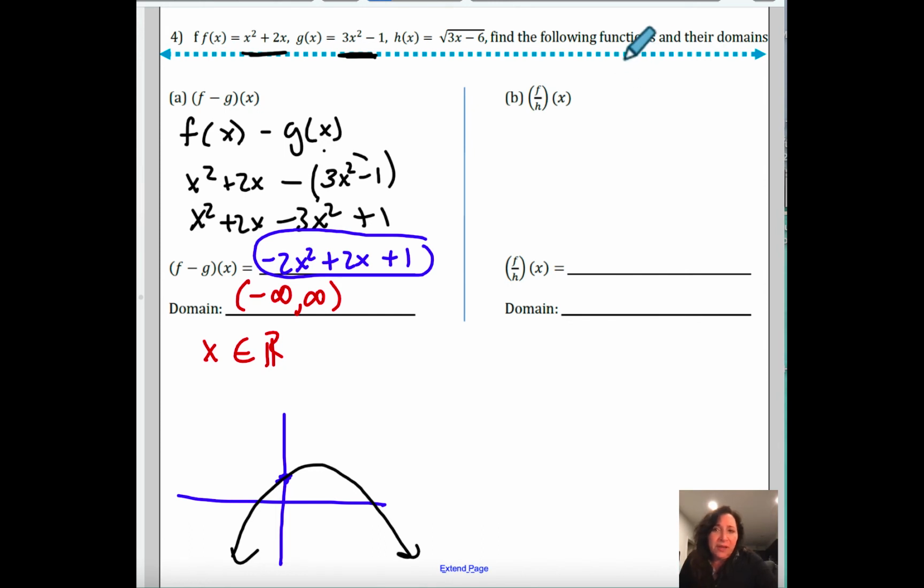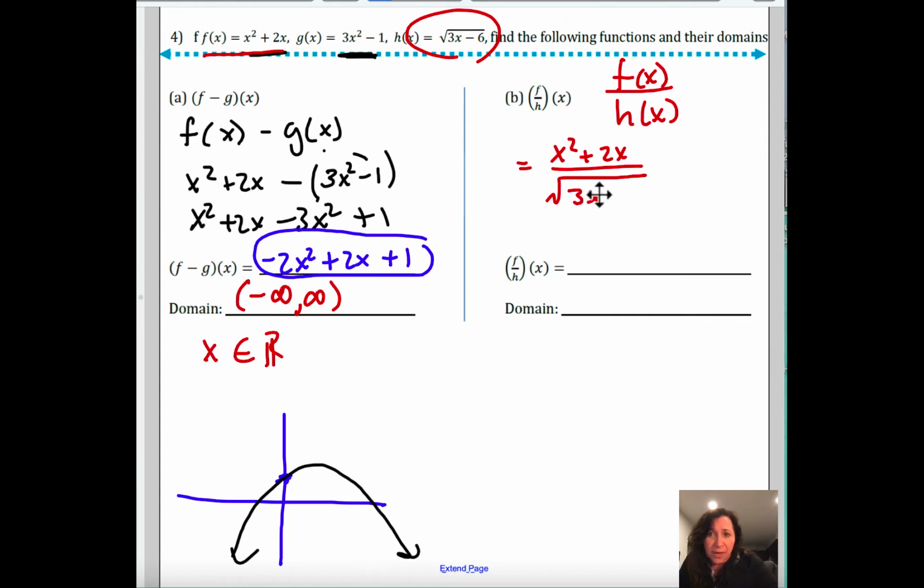Okay? For this problem, it says f of x over h of x. And what does that mean? That means take your f of x equation and put it over h of x, okay? And so here's h of x. And so f of x is this. So you're going to have x squared plus 2x over h of x, which is this. And that is, what is that? The square root of 3x minus 6.